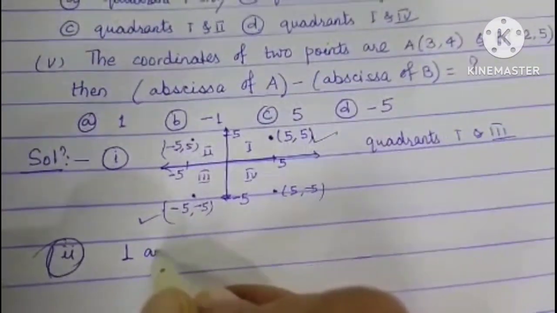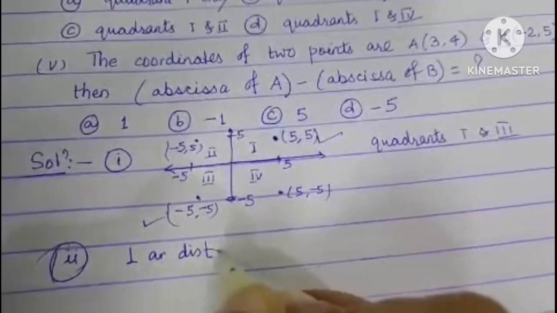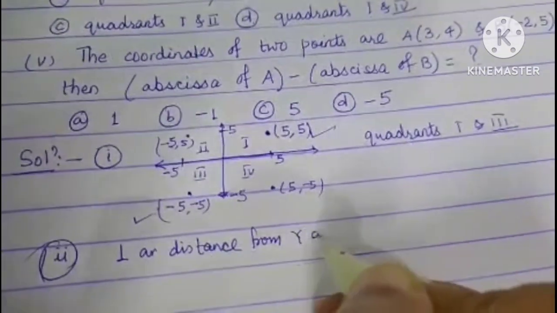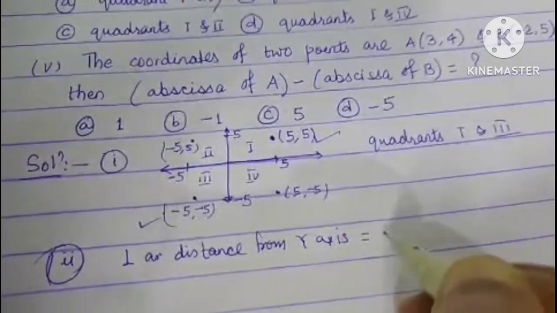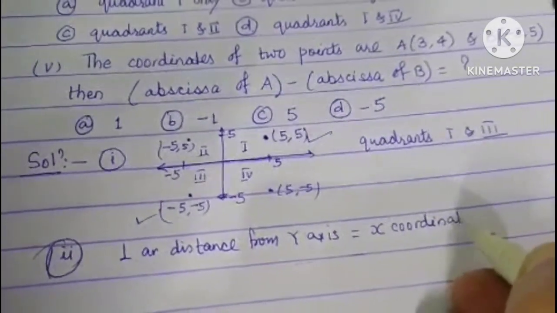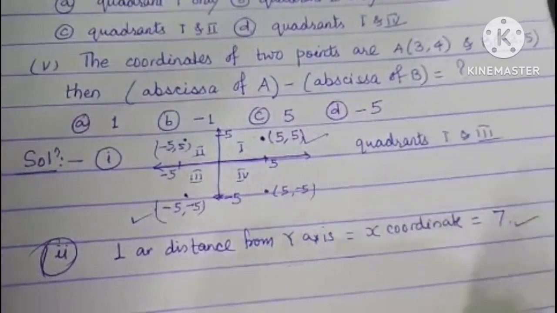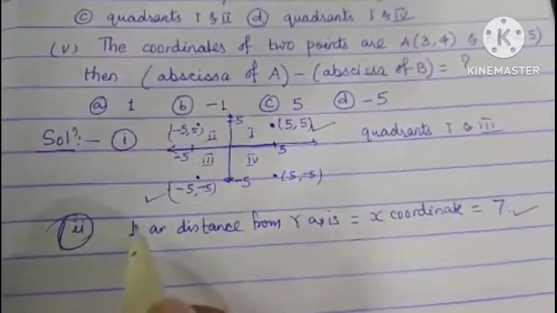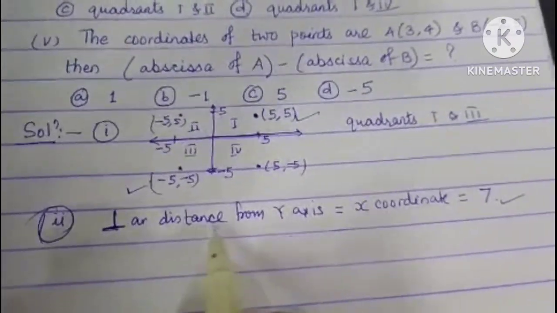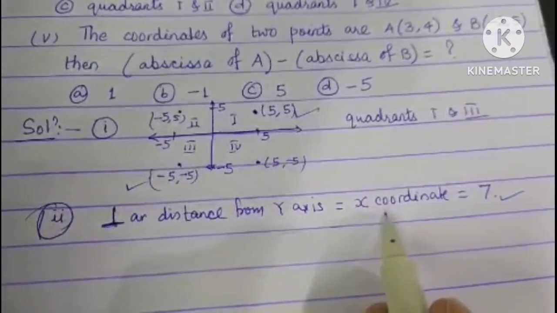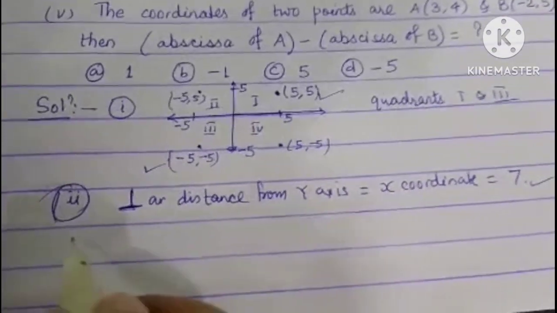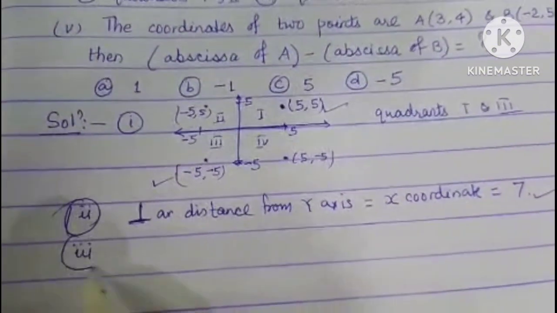We know that perpendicular distance from y-axis is equal to x coordinate. And here that is equal to 7. This we have read in the first lecture. The perpendicular distance from the y-axis is equal to x coordinate and the perpendicular distance from the x-axis is equal to y coordinate. So I hope you remember this one.